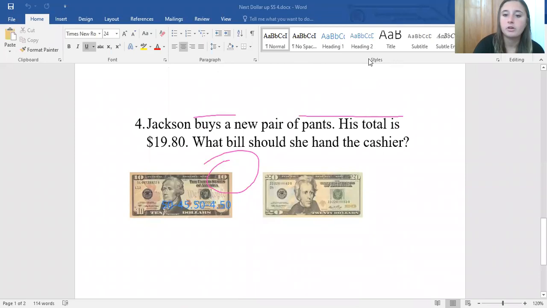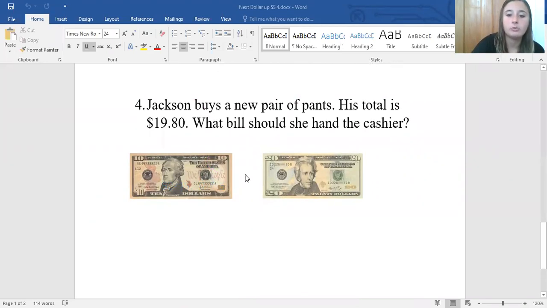Okay, clear my drawings. Okay, Jackson buys a new pair of pants. His total is $19.80. What bill should he hand to the cash register? So if my total is $19.80, let's make a number line to solve this. We're going to start at 10.